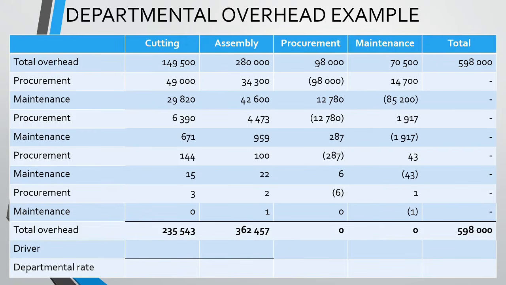We can now total our departments. We see that cutting has a total of 235,543 rand, while assembly has a total of 362,457 rand. Notice that both our service departments have 0 overheads in them. We have thus allocated all our overheads out of our service departments and into our production departments. Also notice that if we add the cutting department overheads and the assembly department overheads, we arrive at our total overheads of 598,000 rand.